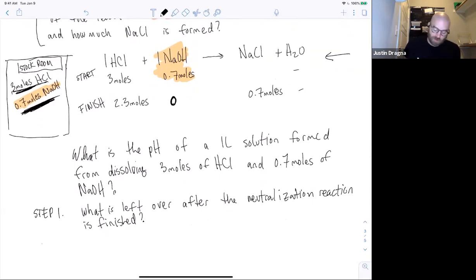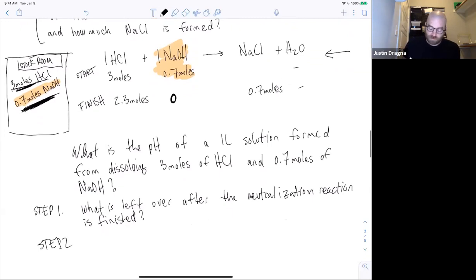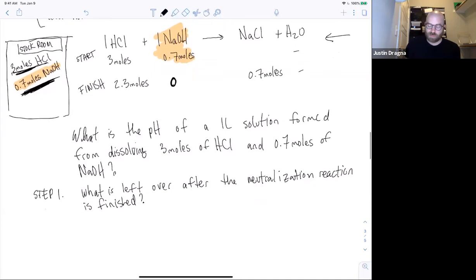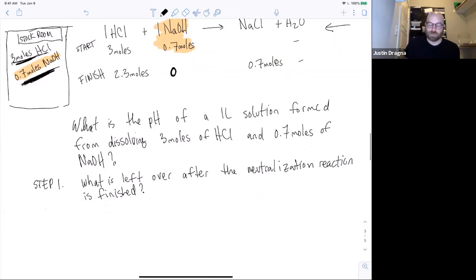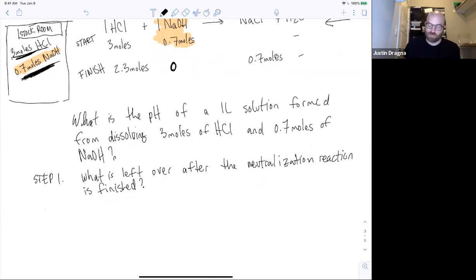And then step 2 is you consider what's left over. I'm trying to think of how to phrase it. Let me work through it, and then maybe I'll come up with a better phrasing. Step 2 is to look at all the things that are present now and how they can affect the pH. So let's write down what's left over.